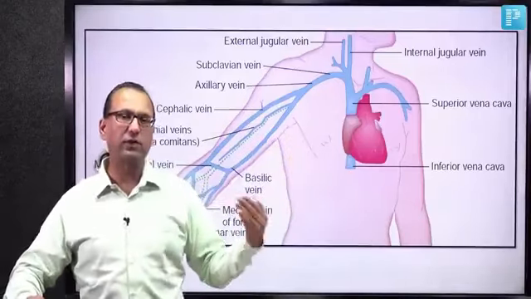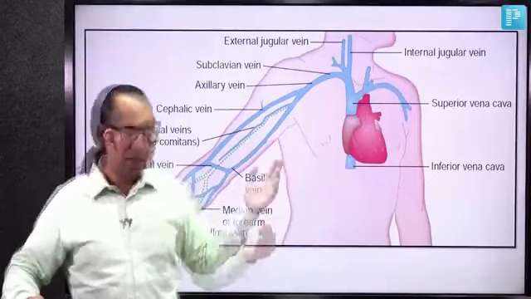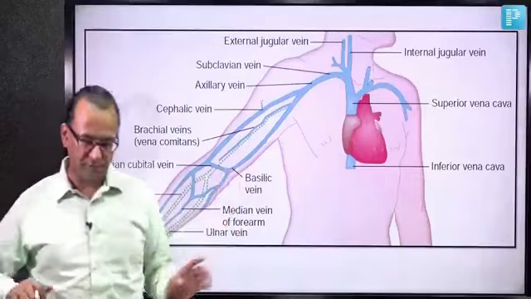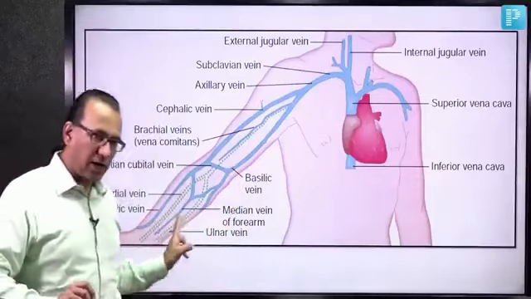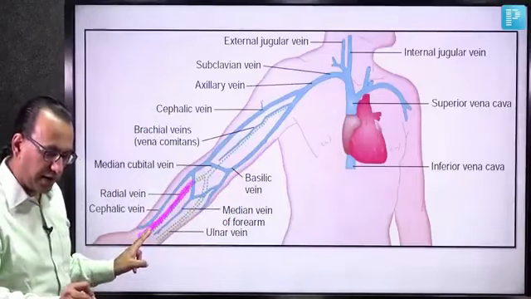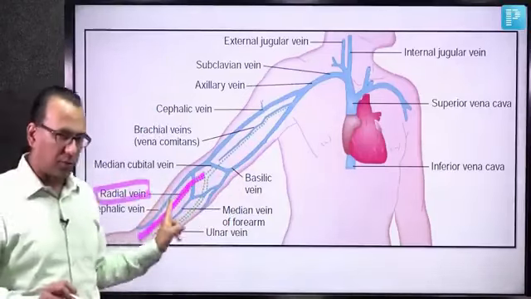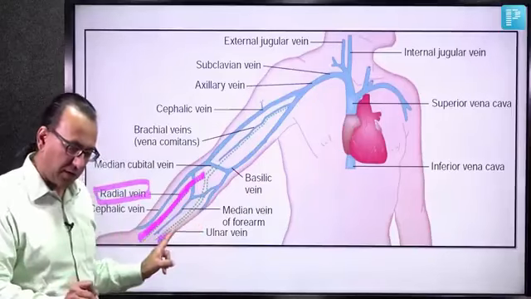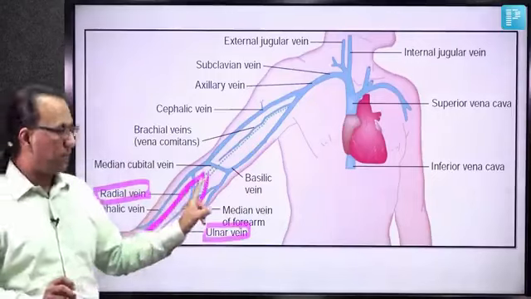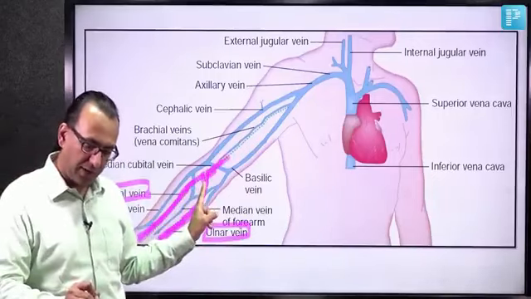There is another set of superficial veins as well. Before we talk about superficial veins, let us first discuss the deeper veins. You will notice that there is a radial artery, so there will be a radial vein as well towards the radial bone, and towards the ulnar bone you will have the ulnar artery and the ulnar vein as well. Now they are going to join to form the brachial vein in the arm.